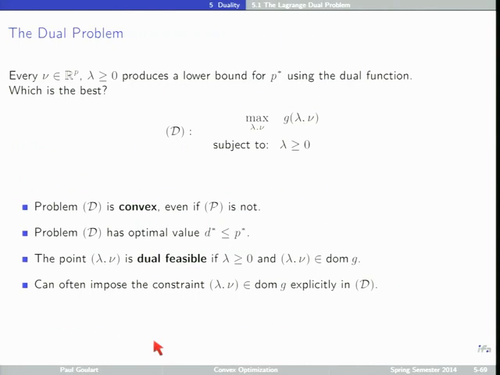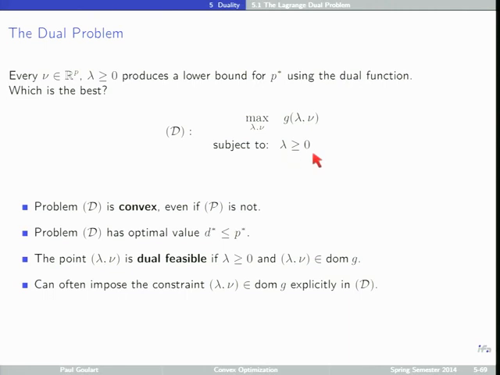So let's ask what the best one is. Suppose that I'm restricted to choosing non-negative lambdas, and I have a concave function g, and I want to find the best lower bound for p star. I look over all the lower bounds I have and find the biggest one. So I take the max over my multipliers of this concave function, with a convex constraint that the lambdas have to be non-negative.